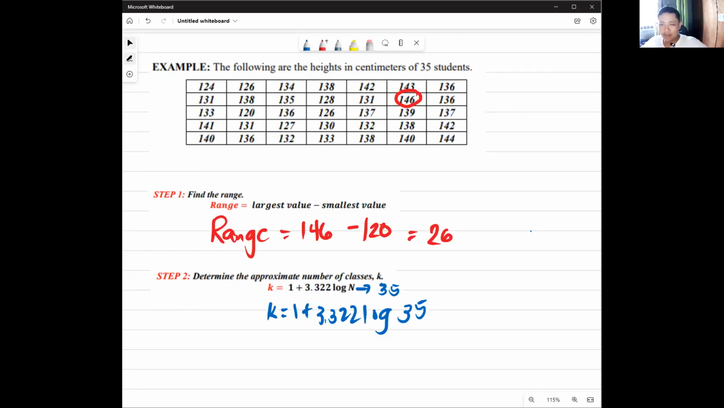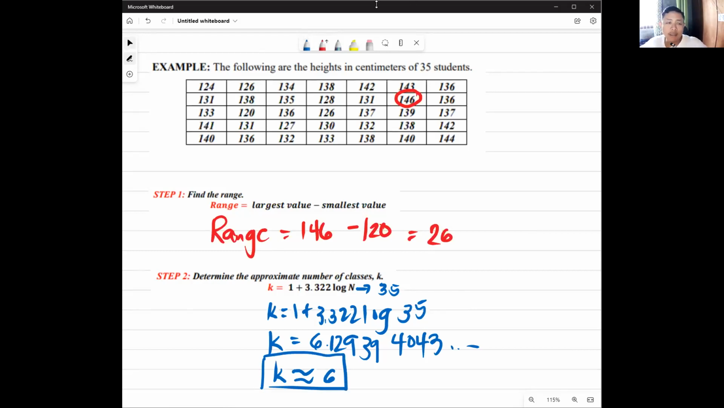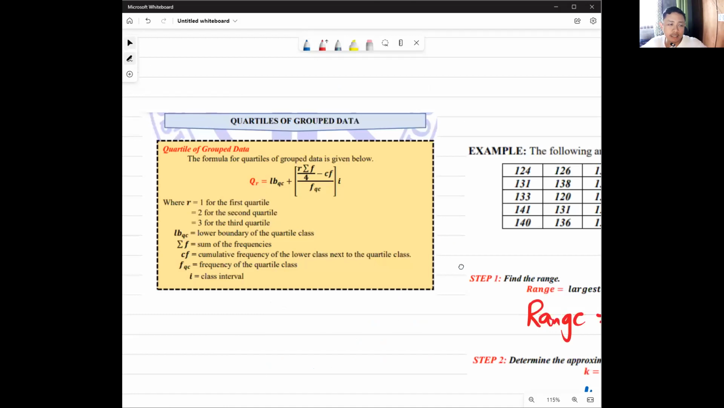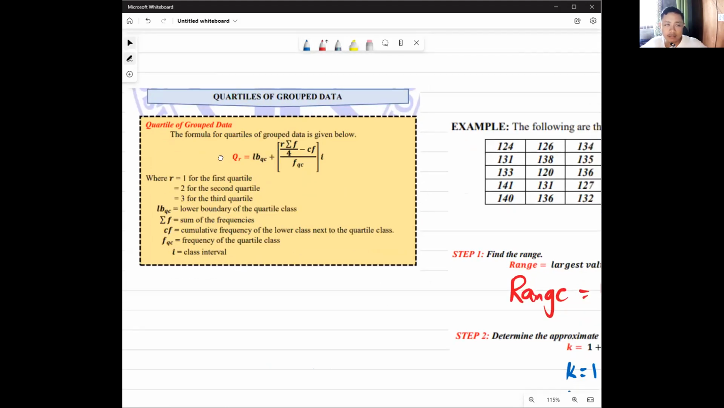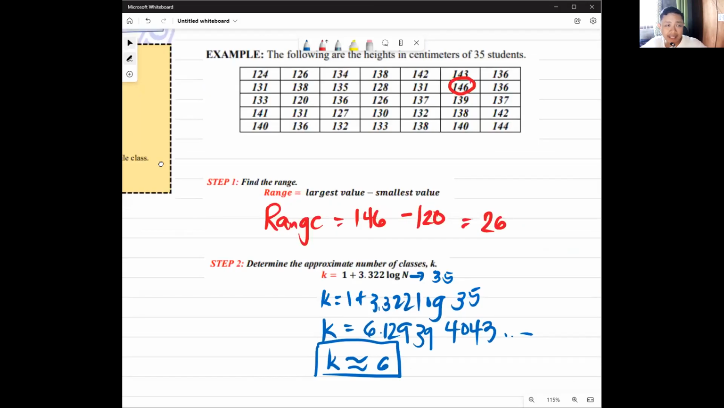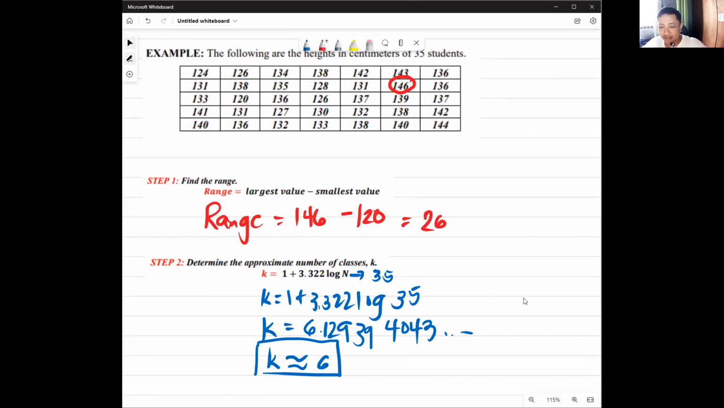The answer here, when you press this in the calculator, K is equal to 6.129394043, etc. And of course, you just have to round it to the nearest integer. So this is approximately equal to 6. This will be your value for K. And the K will be used later in our process. It will not be used in the formula, but in the next process, we will be using it. Okay. Next is this.